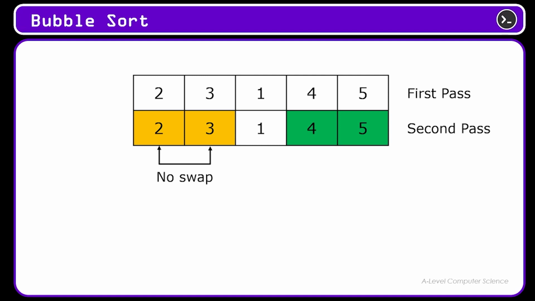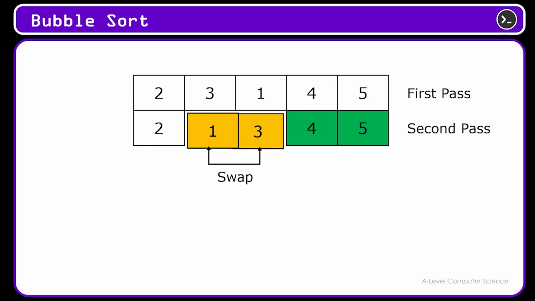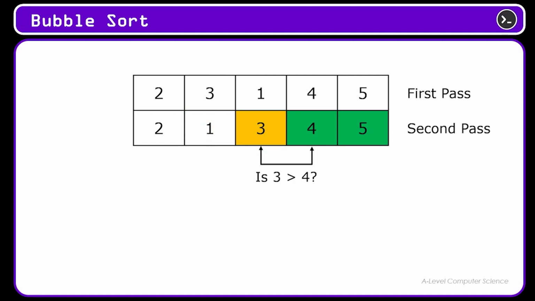This isn't true, so no swap is going to take place. 2 stays where it is, and we move to the number 3 and the number 1. We're then going to check if 3 is greater than 1. This is true, so a swap is going to take place, and the number 1 is going to stay where it is. We then go further into the list and check, is 3 greater than 4, which is not true. We're then going to check if 4 is greater than 5. This is now known as the second pass, and as you can see, in the first pass, the 4 and 5 are in the right place.